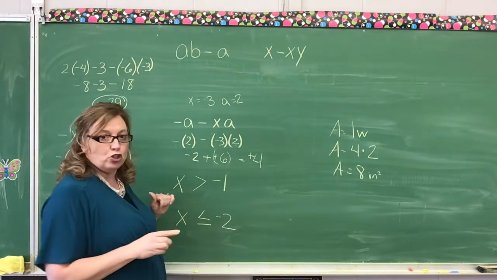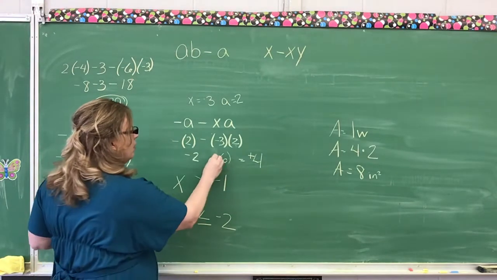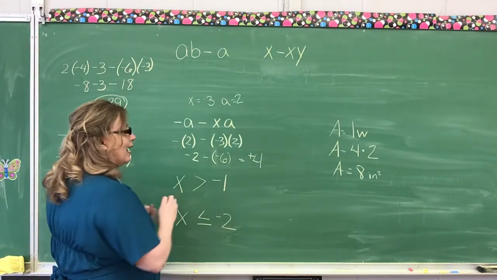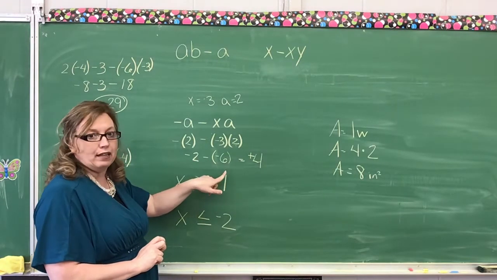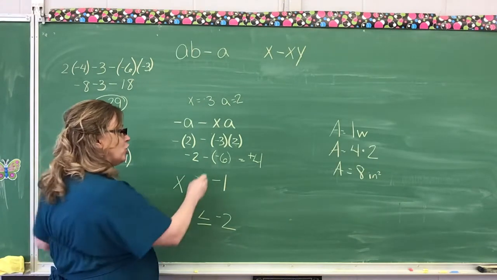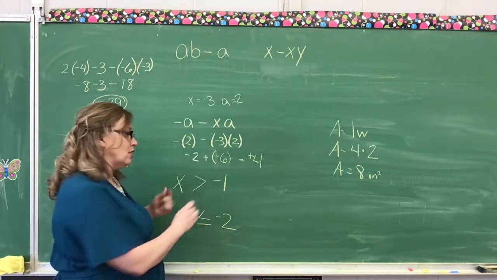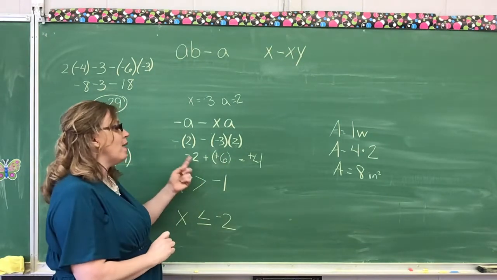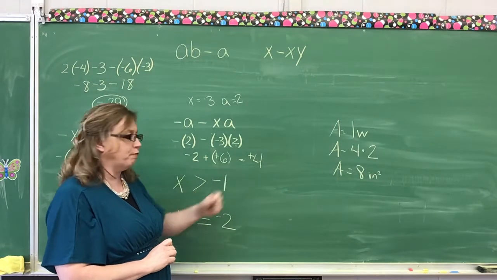You say, why, Mrs. Turner? Well, because let me go back to where I was at. This is what I had. I can't take a negative number and subtract a negative number. What do I need to do? I need to add, so I need to change the sign. If I'm going to change this so I can add, that means I have to change this sign as well. So now I have -2 plus +6, and I get a +4.